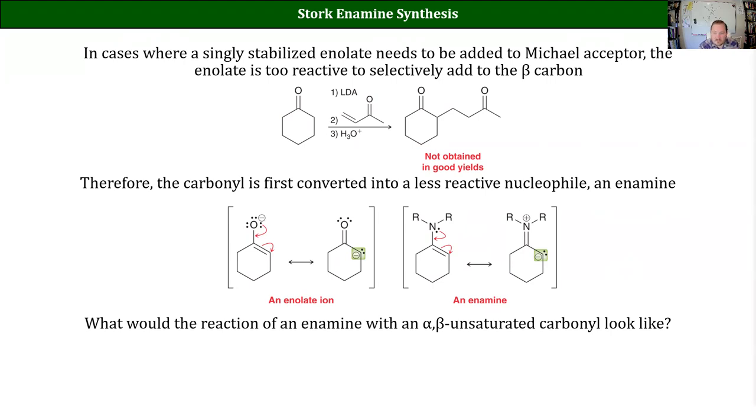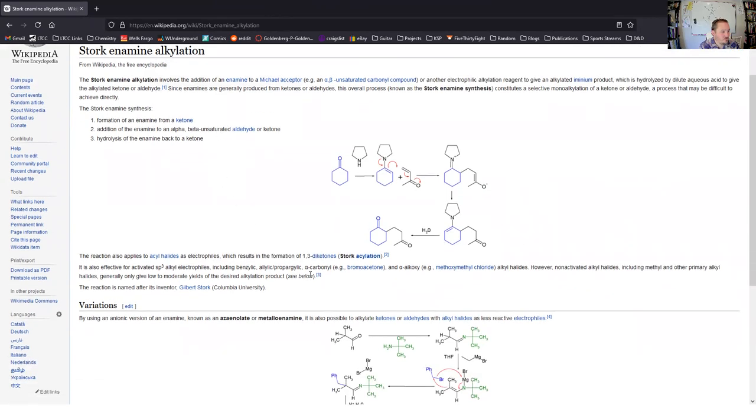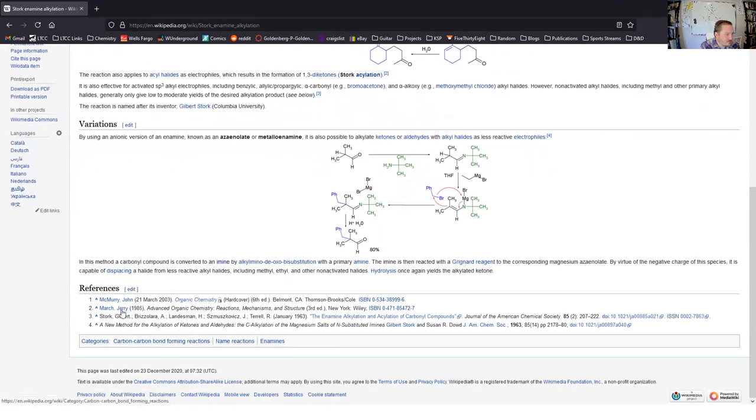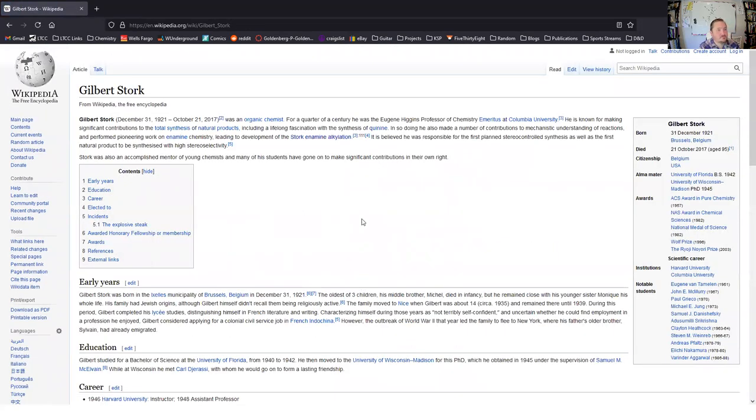And out of curiosity, and it's not referring to Stork like the bird, it's going to be somebody's name. And again, it has its own Wikipedia page. Doesn't say anything about who Stork is per se. Gilbert Stork. Oh, Columbia. From Belgium originally. Well, how about that?